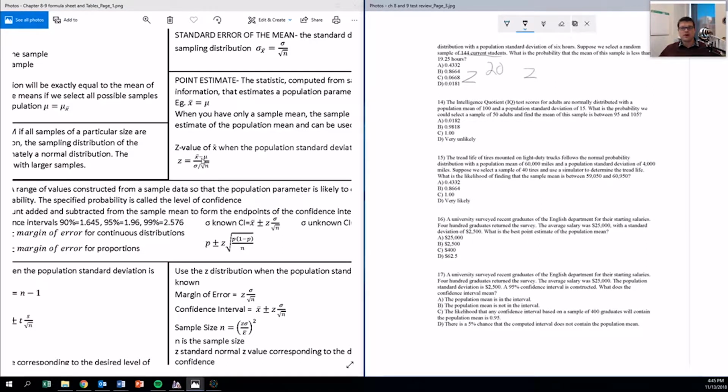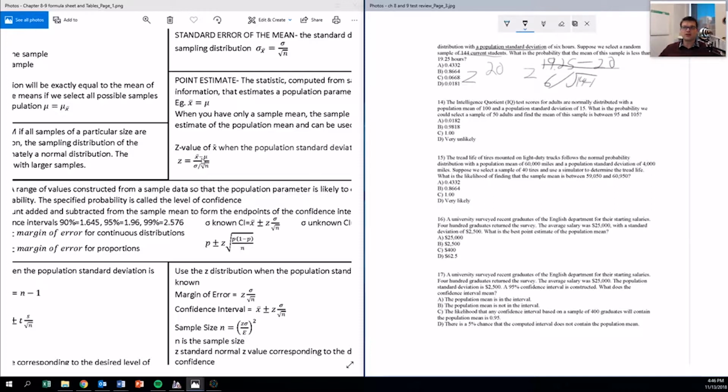So the z-value equals 19.25 minus 20 over the standard deviation. The standard deviation is 6 hours divided by the square root of 144, because that's the total number of students. And we can use the z-value because we've got the population standard deviation. If we have the population standard deviation, we can use the z-value.